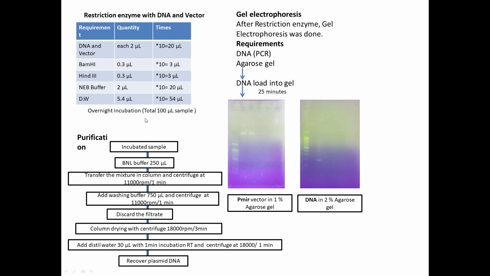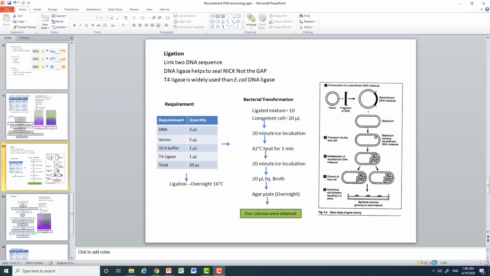And after that I had to check whether the restriction enzyme I had put in the DNA vector was good or not. That's why I did the gel electrophoresis process. Here for the pMIR vector I use the 1% agarose gel, and for the DNA I use the 2% agarose gel, and here you can see the band. So I can say that the restriction enzyme worked well in both the vector and the DNA.